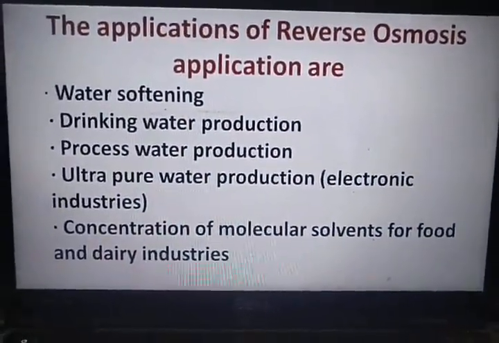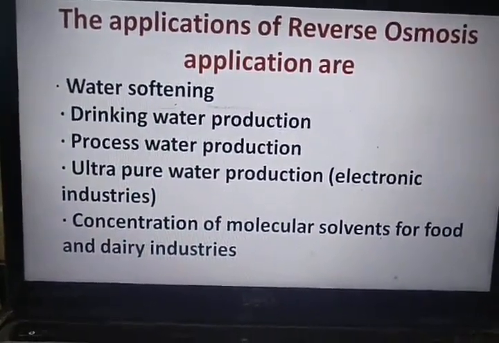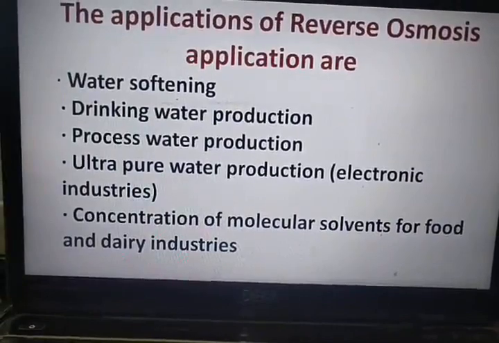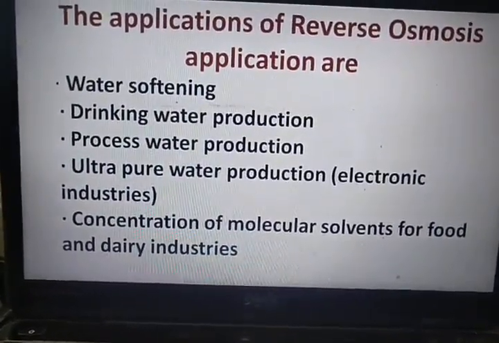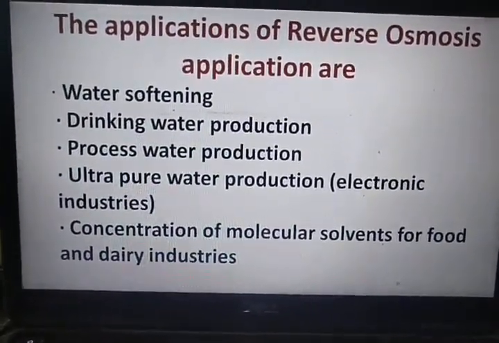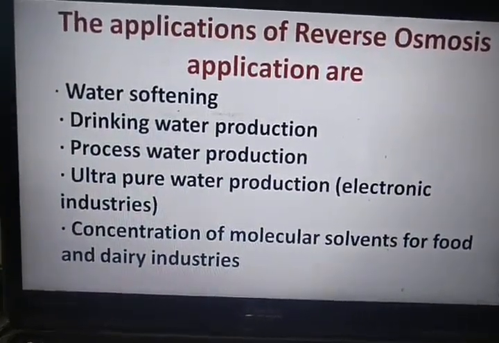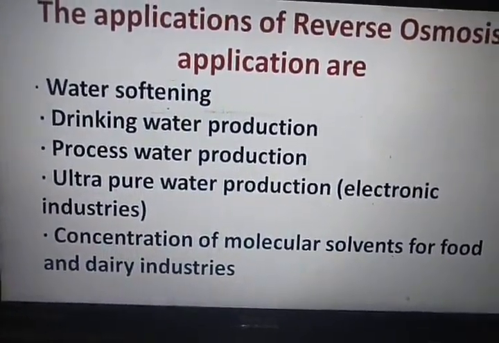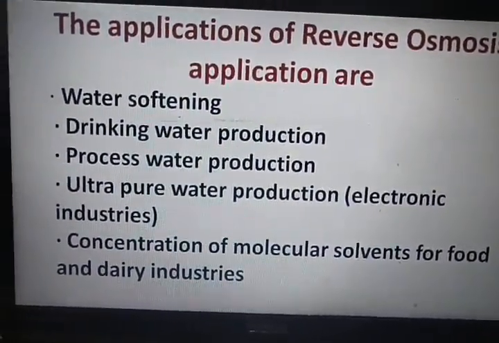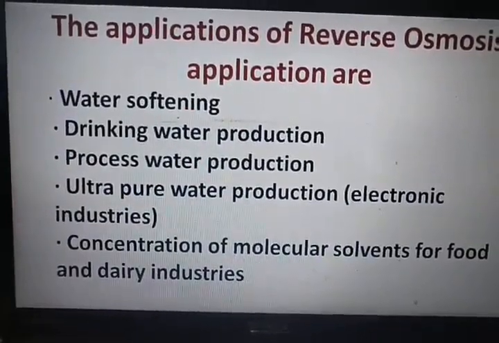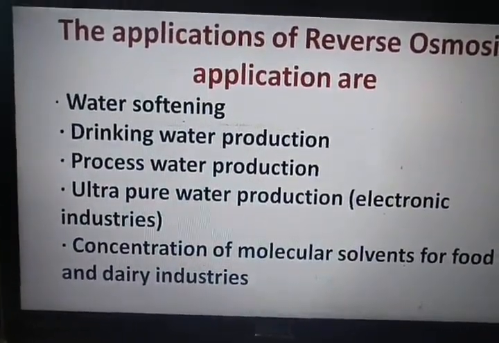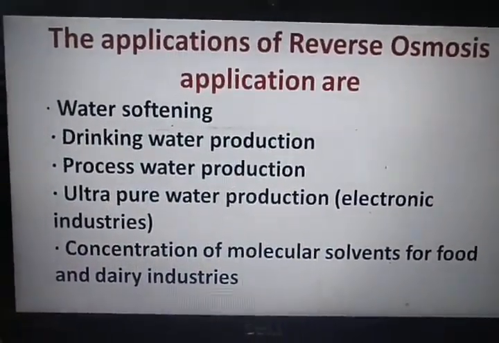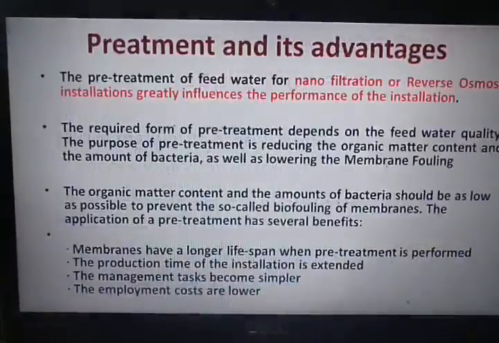See again the applications of RO: it is used in water softening, it is also used in drinking water production, process water production, and it is used to produce ultra pure water in the electronic industries and so on, wherein we sometimes require water with zero hardness, and neutral water. So this RO process can be used instead of the distillation and double distillation processes because of its efficiency. Then the concentration of molecular solvents for food and dairy industries. Okay, so RO membranes are widely used.